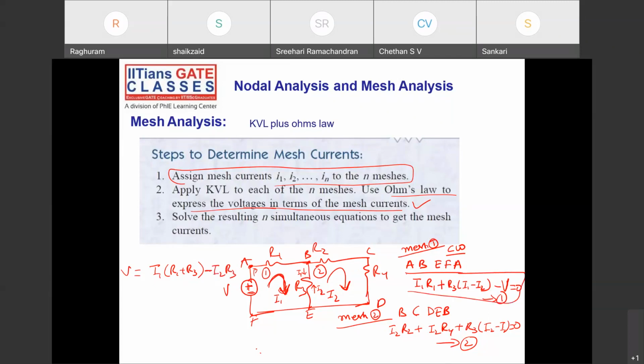It's the same thing. The other equation: all the resistances in the mesh, R2, R4 and R3. So I2 into R2 plus R3 plus R4 minus I1 into the common one, R3, is equal to 0. You can write it this way.